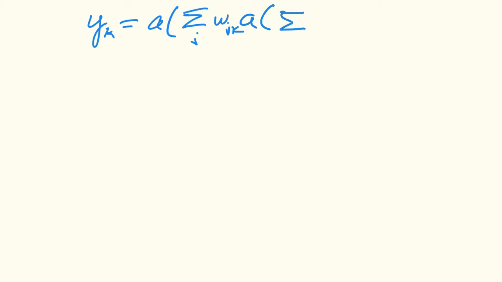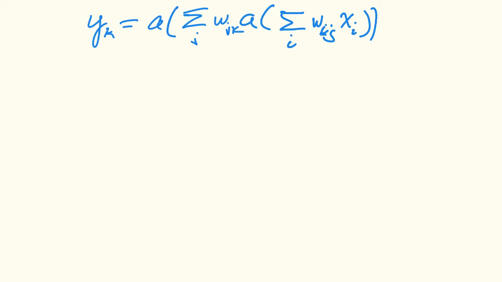Okay, recall that our Y sub K, I think I was using, is equal to now A of the sum, I'm going to use the summation notation, across J of W J K times A of the sum across all I of W I J times our input X of I.